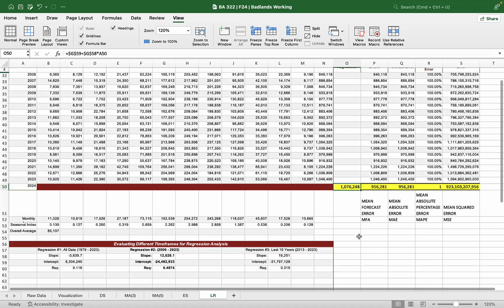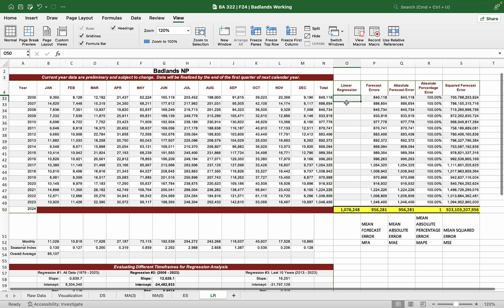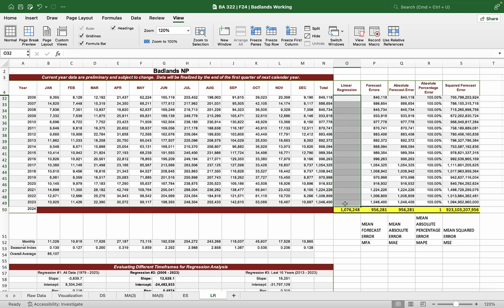And again, to know if this model's good, we're going to plot where that line is for this whole time period, and then we'll calculate our forecast errors, our absolute forecast errors, all of these error metrics, and then we'll compare them.